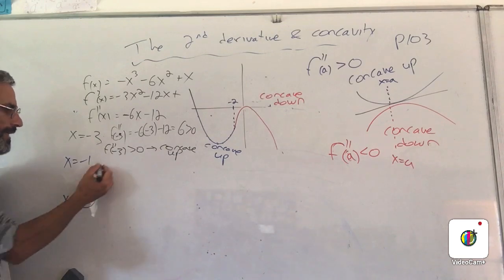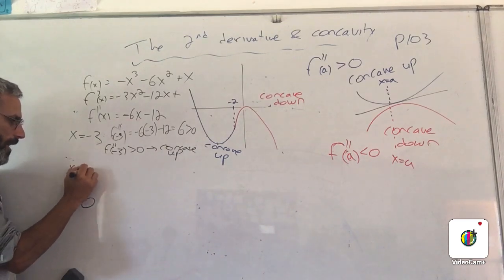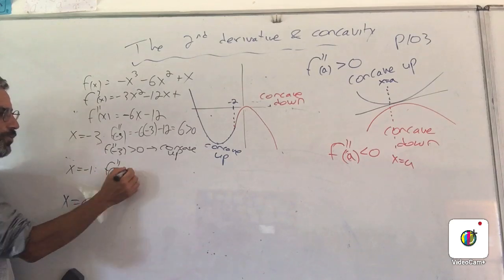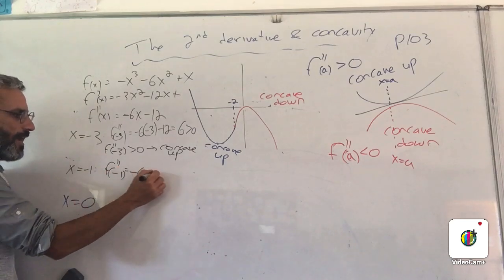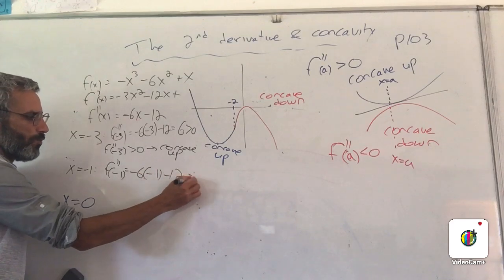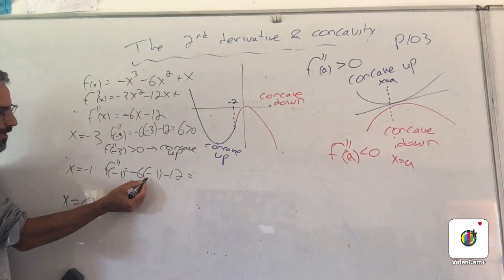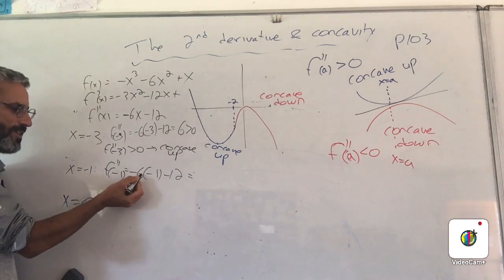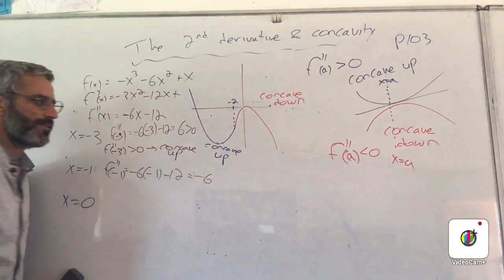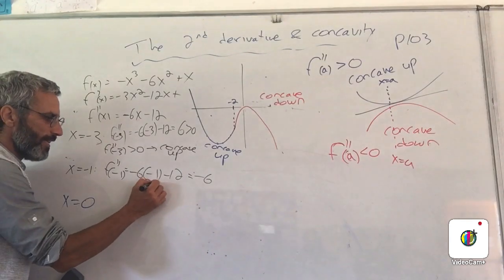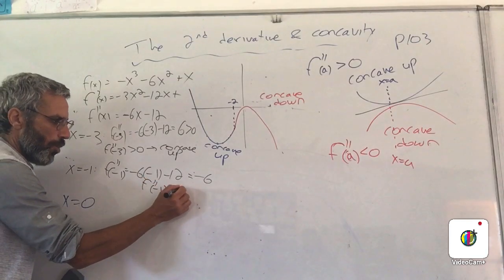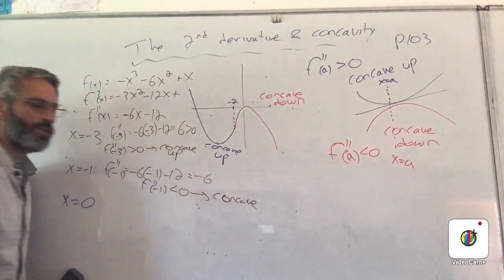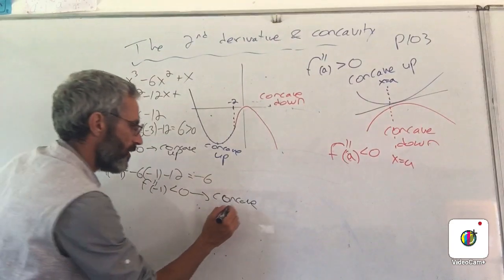Same thing for x equals minus 1. For x equals minus 1, we'll just do the second derivative at minus 1. So it's minus 6 times minus 1 minus 12, which is 12 minus 12. I'm getting 0. Am I supposed to get 0? No, I shouldn't really get 0. I made another mistake. It's minus 6. So if the second derivative is smaller than 0, then it's concave down. You can see it there. Concave down.